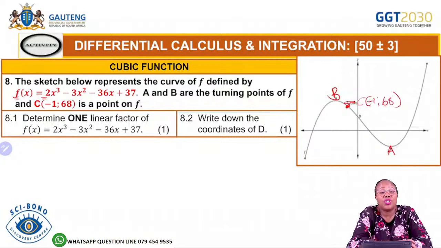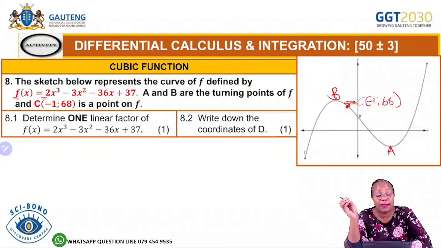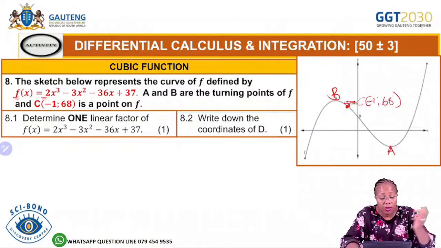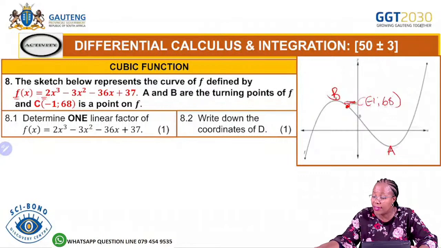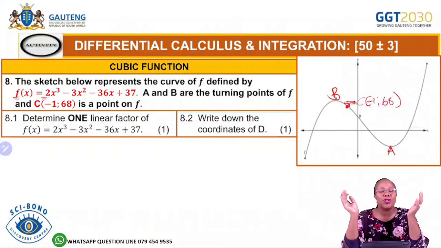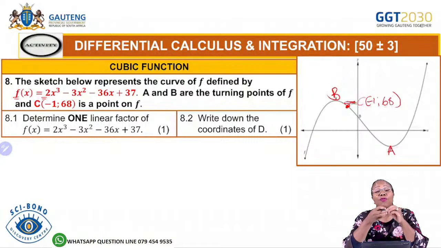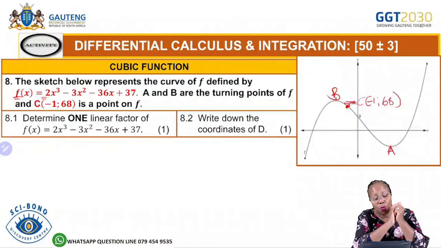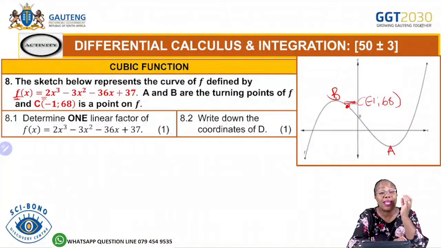And then the first question says, determine one linear factor of f of x. Remember, you need one factor in order to find other factors. So here we are determining that one factor that we need in order to be able to factorize this. If you look at this, we are going to substitute 1, minus 1, 2, minus 2, 3, minus 3. You can do that on your calculator, grade 12, until you find the one that is giving you a 0. If your answer is 0 on the calculator after substituting 1, minus 1, 2, minus 2 into f of x, that will be the factor.